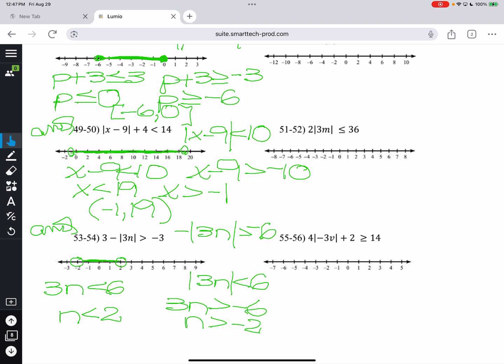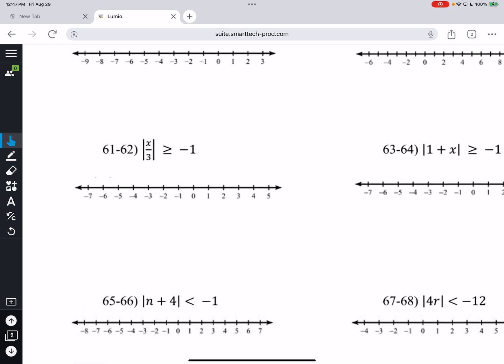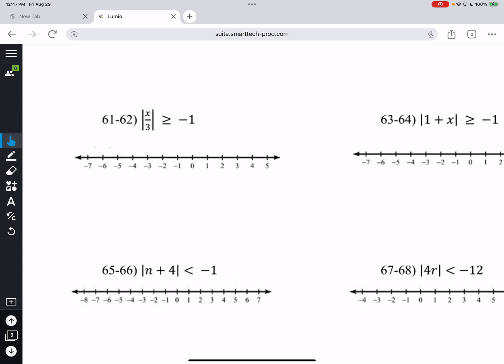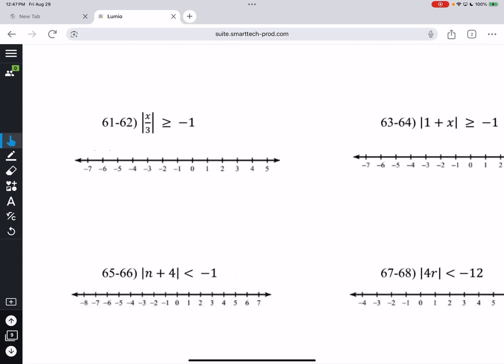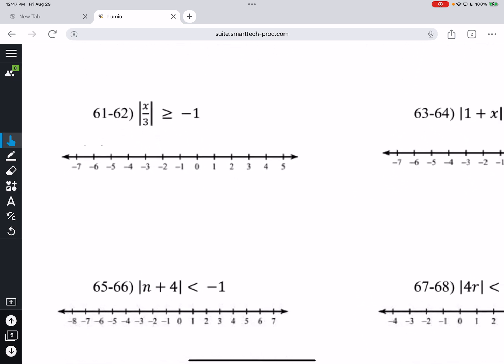Now, if that had stayed a greater than, that would have been all real numbers, because they would have kept going across each other. But are we good? Okay. Let's look at the last 3. We're going to build up. We're going to do 61, 62, and then 65, 66, and come back to 57, 58.